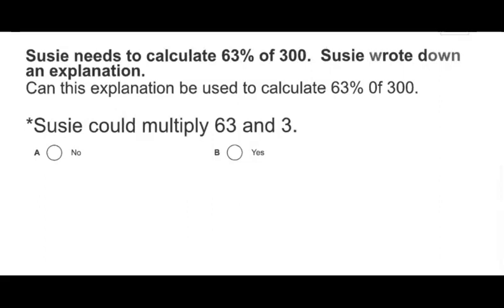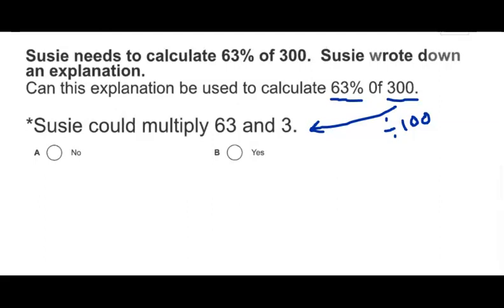Susie wrote down an explanation. Can this explanation be used to calculate 63% of 300? Susie could multiply 63 times 3. Ooh, that's interesting. So 63 times 3. Well, there's 63%. There's 300. What do we notice? To get from 300 down to 3, what do you have to divide by? Yeah, you have to divide by 100 to get down to 3.